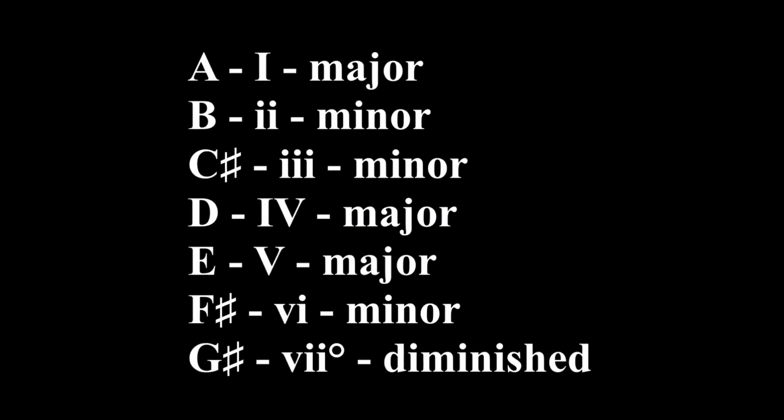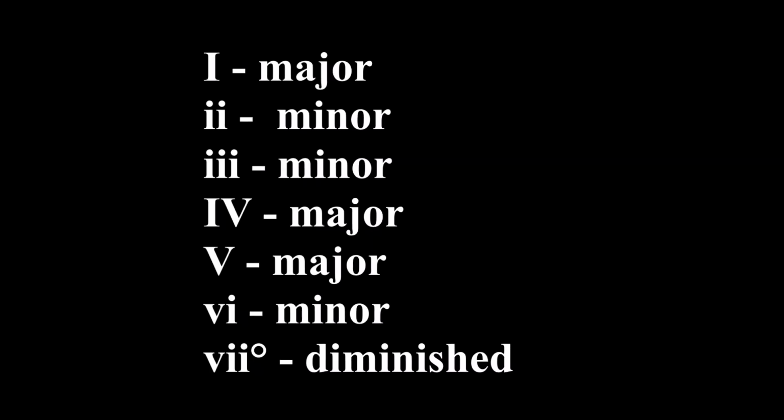Notice that chords 1, 4, and 5 are major chords, and the Roman numerals are capitalized. Chords 2, 3, and 6 are minor chords, and the Roman numerals are lowercase. Chord 7 is a diminished chord and is lowercase. Chords in a major key follow the pattern major, minor, minor, major, major, minor, diminished.